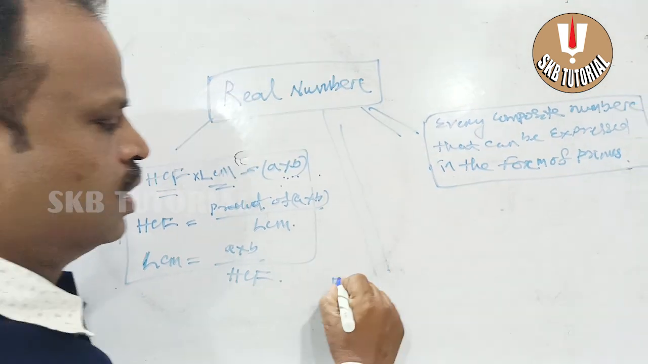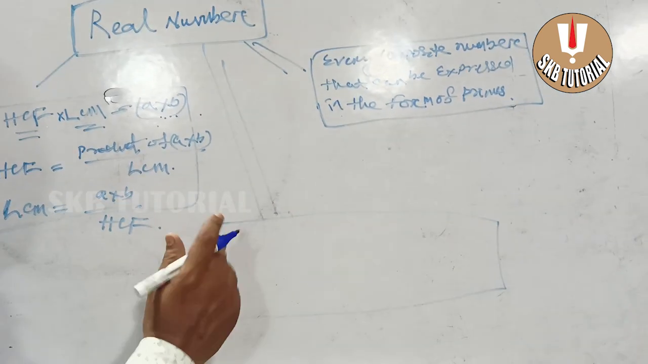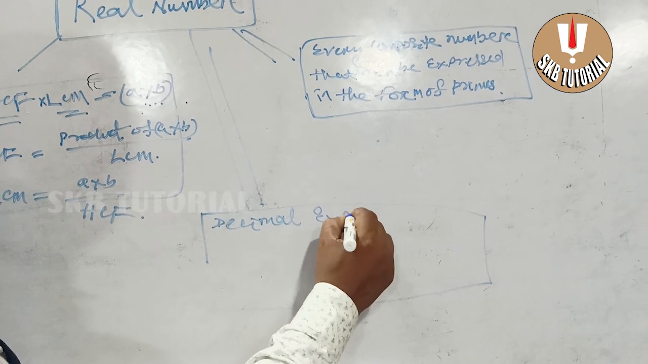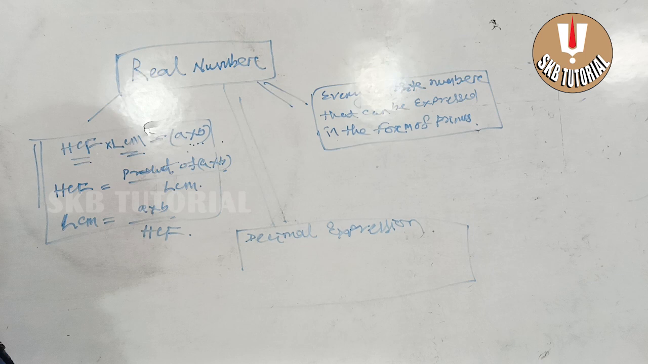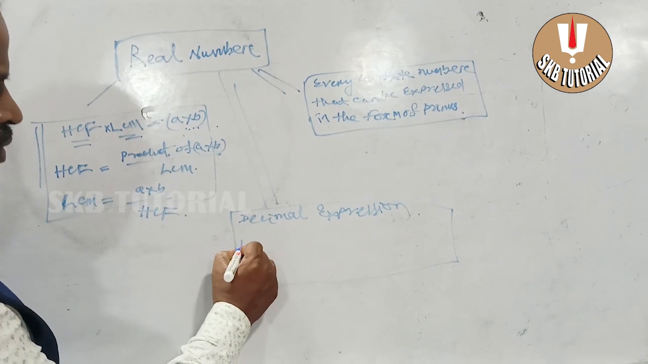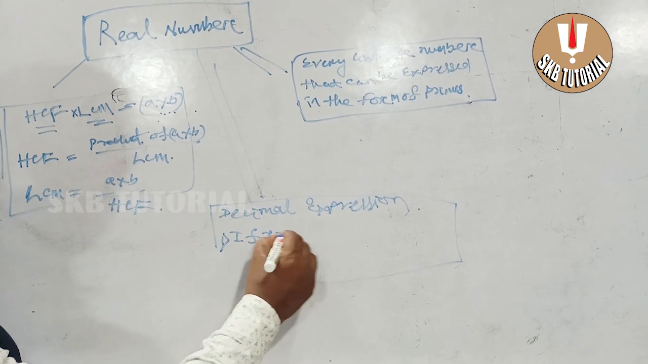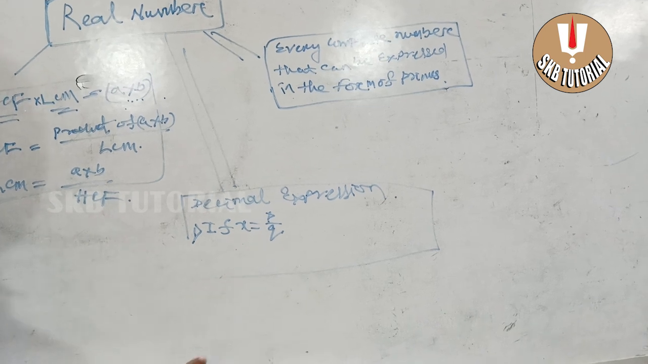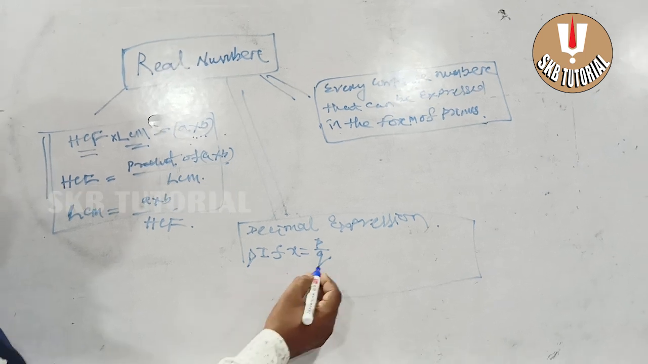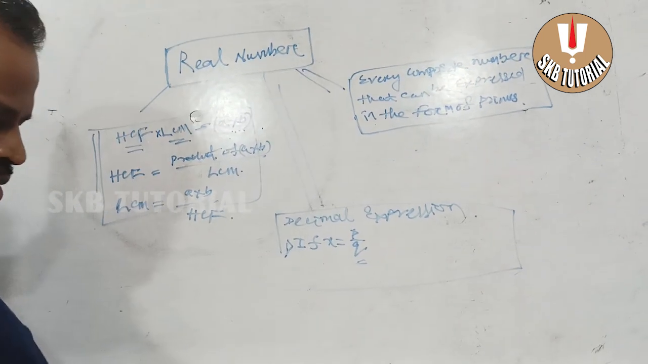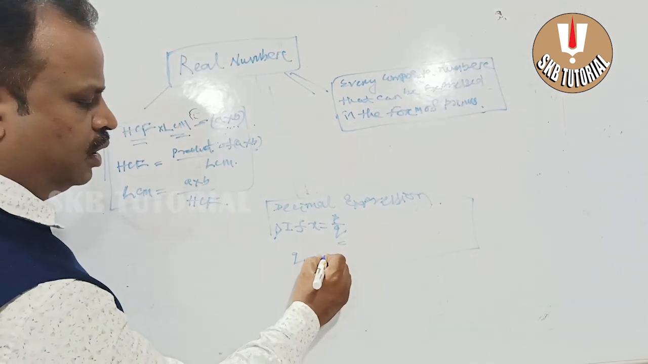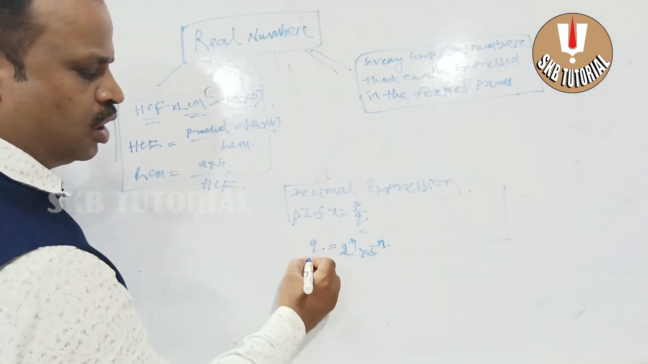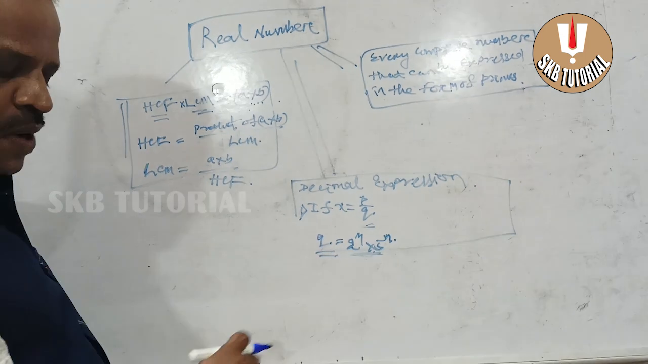The other rule is terminating and non-terminating decimal expansion of rational numbers. If x is equal to P by Q, where P and Q are integers and Q is not equal to 0, and it can be expressed in the form of P by Q, that is called a terminating decimal. The denominator Q has to be of the form 2 to the power of m into 5 to the power of n. Here Q has to have the factors 2 and 5 only.